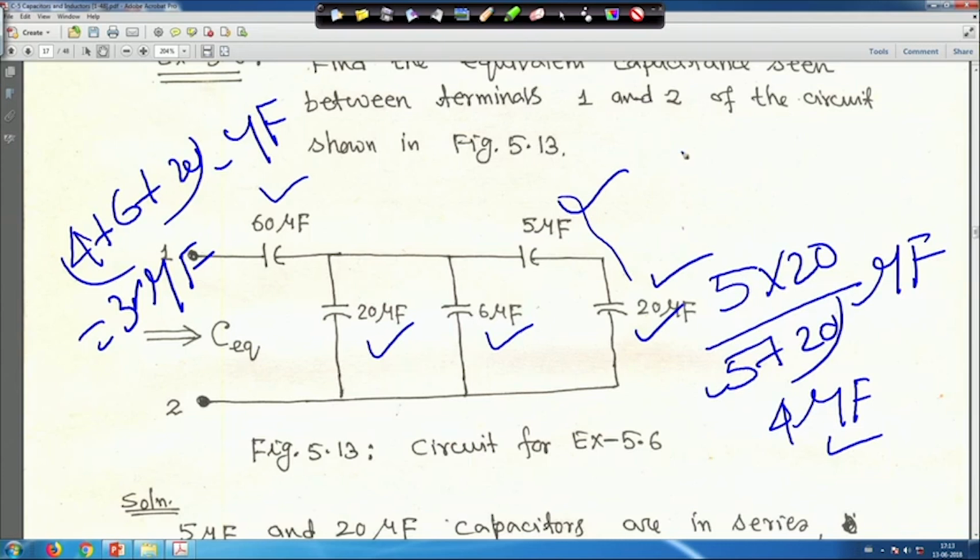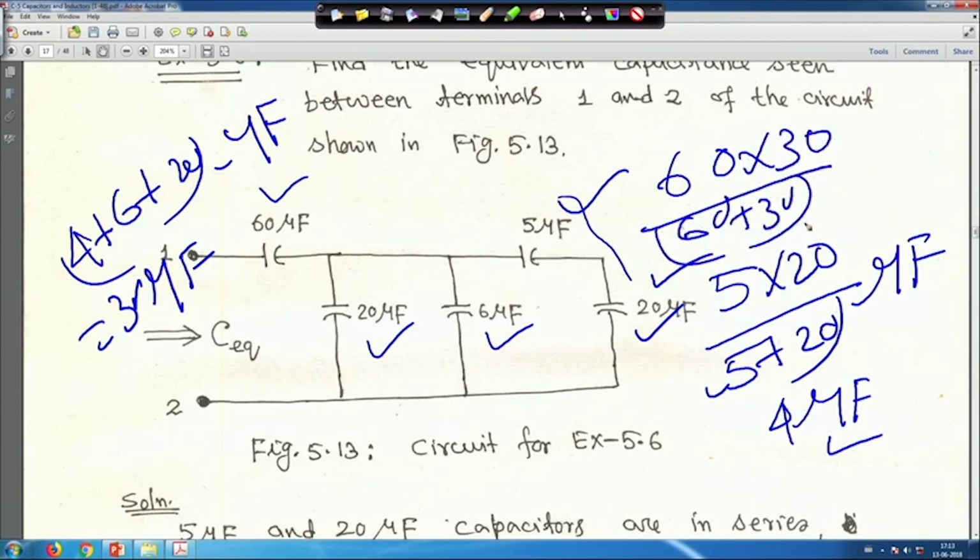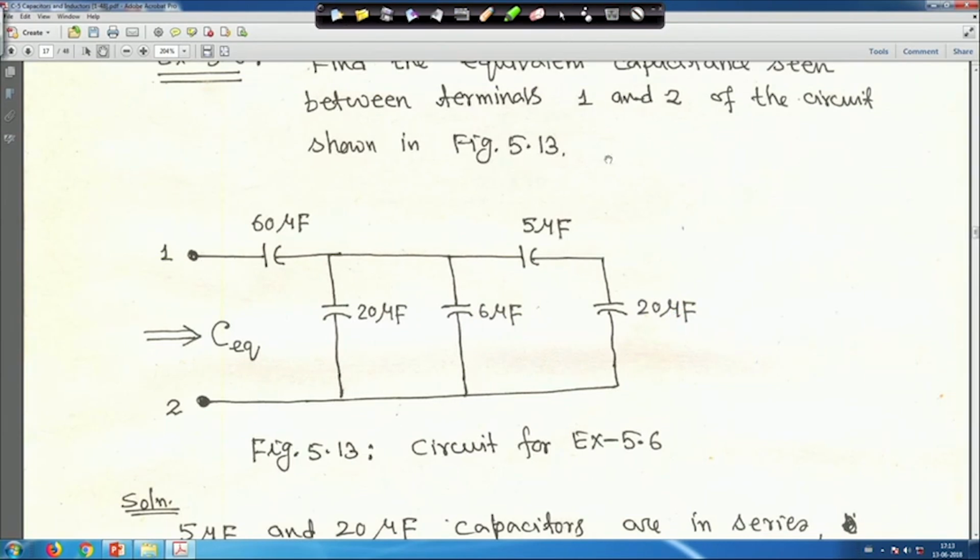So, they are in series. At that time it will be 60 into 30 by 60 plus 30, that is 90. That means the equivalent will be 20 microfarad, that will be CEQ, that will be the answer. So, a solution is there in your letter, right.